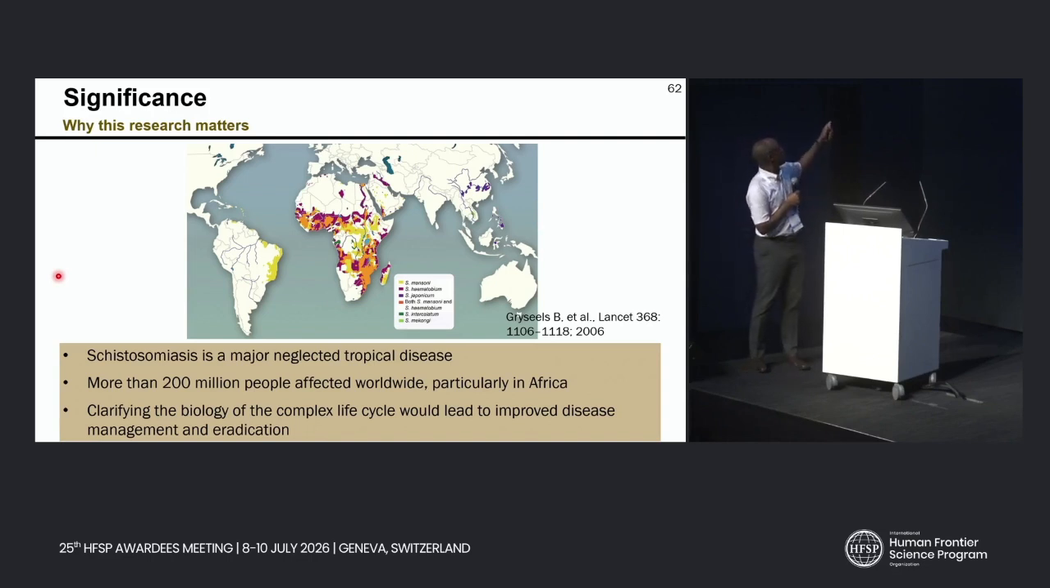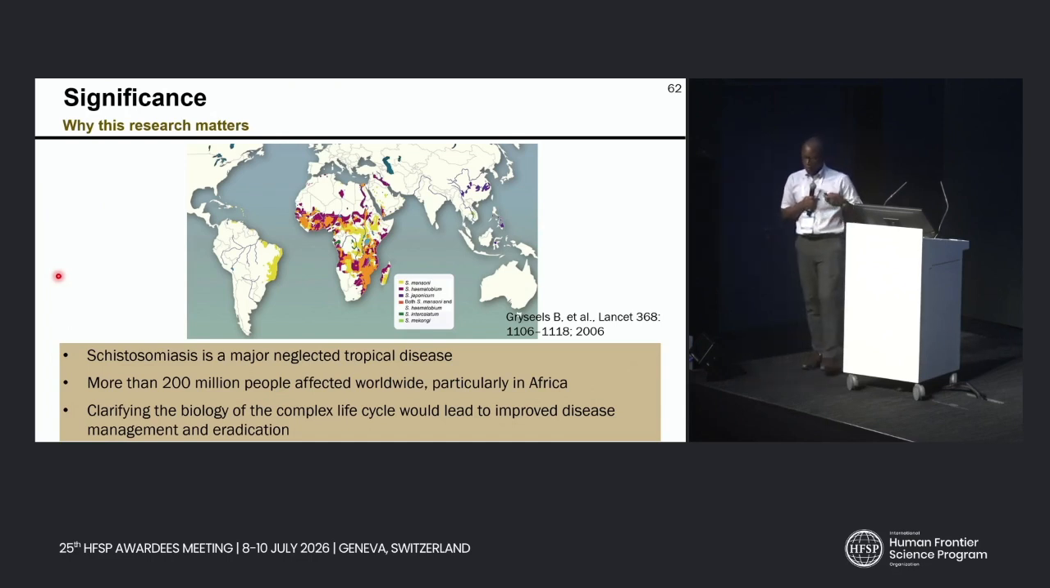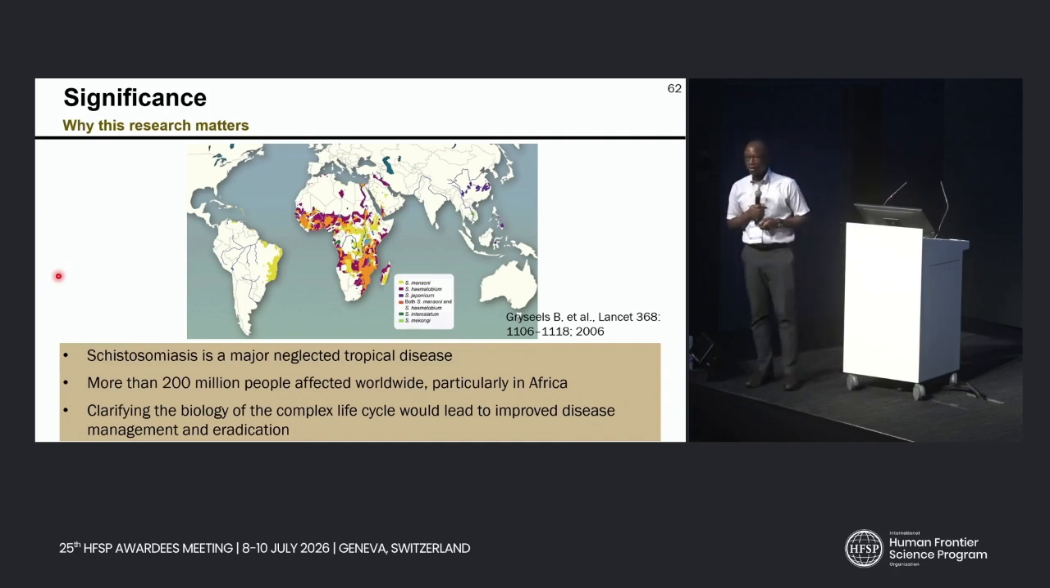As we all know, schistosomiasis is a major neglected tropical disease. It's affecting over 200 million people worldwide. And you can see from the graph that the concentration is on the African continent. And so we believe that by tackling some of these issues, we'll be contributing to improved disease management and also leading to eradication. This is work which is just starting, but I think the ultimate goal will lead to the last sentence below here.